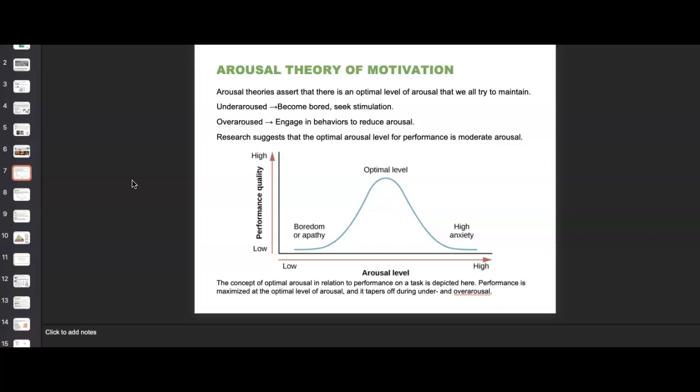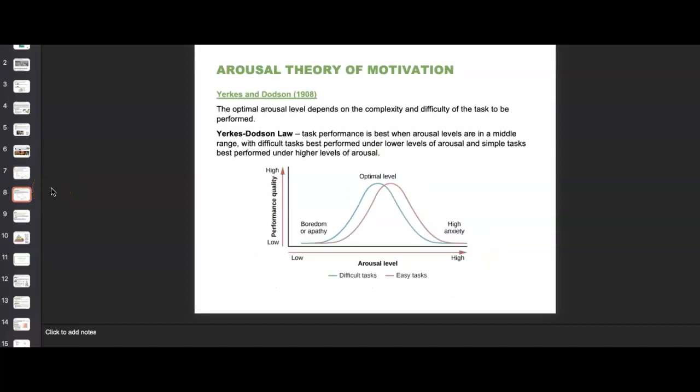The concept of optimal arousal in relation to performance on a task is depicted here. Performance is maximized at the optimal level of arousal, and it tapers off during under and over arousal. So question 3 is asking you to choose one of these 3 theories, so either drive, instinct, or arousal theory of emotion, to explain why you're motivated to get good grades.